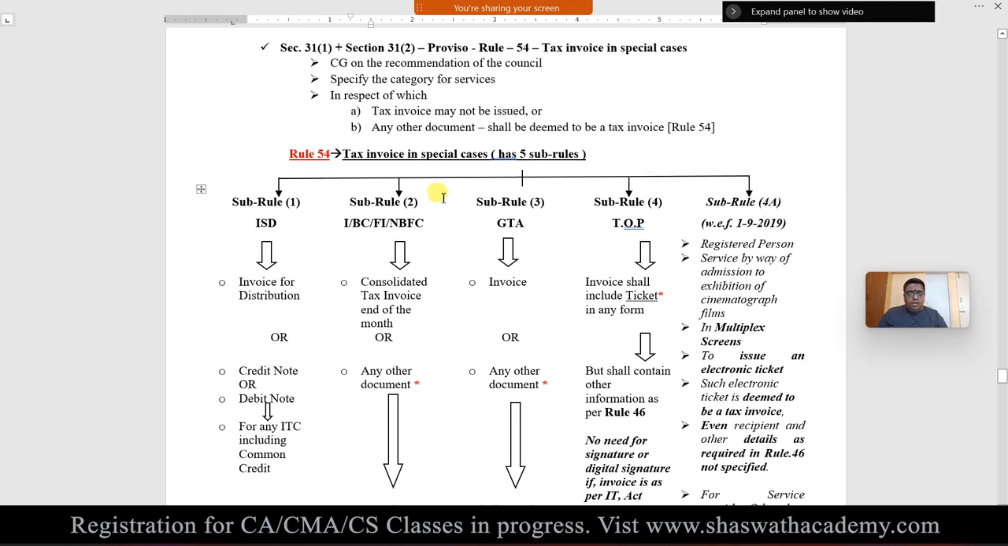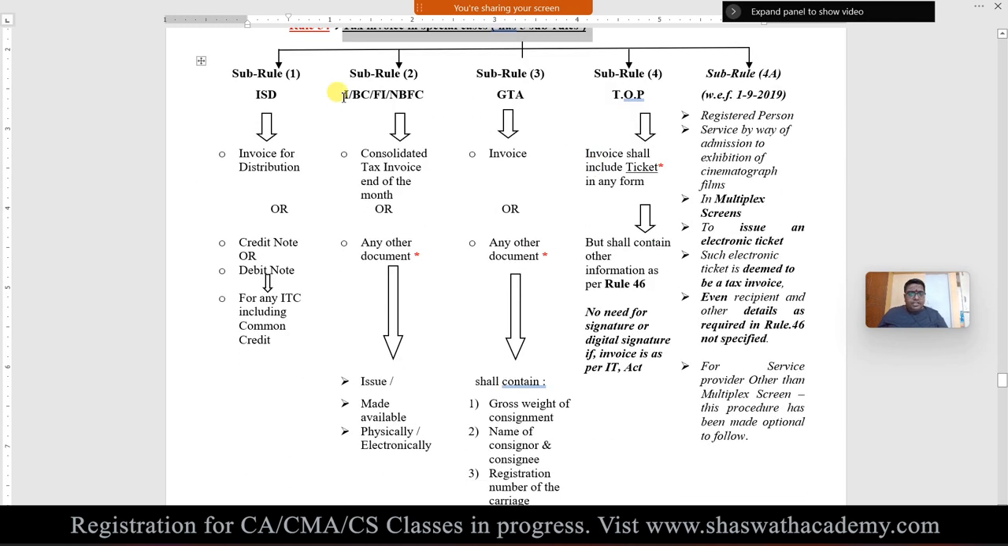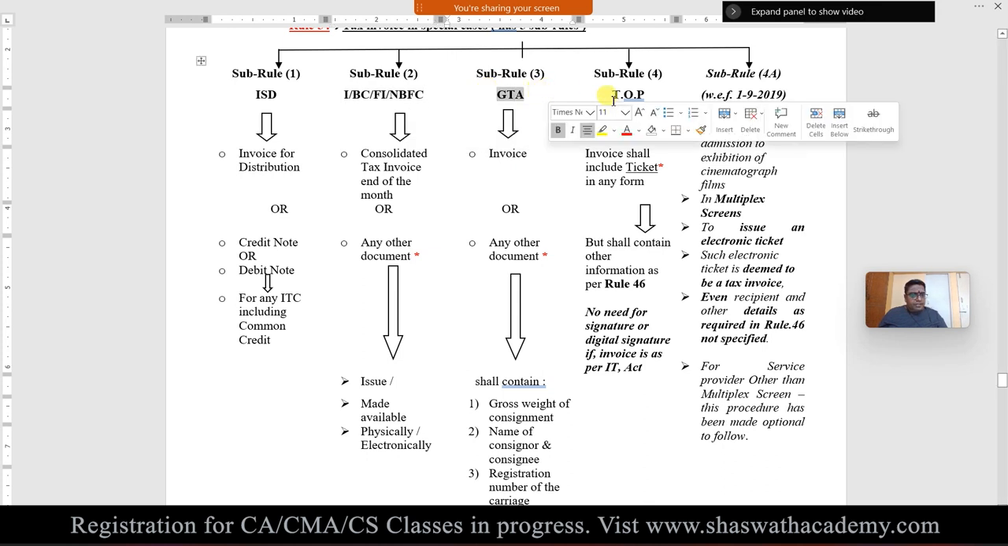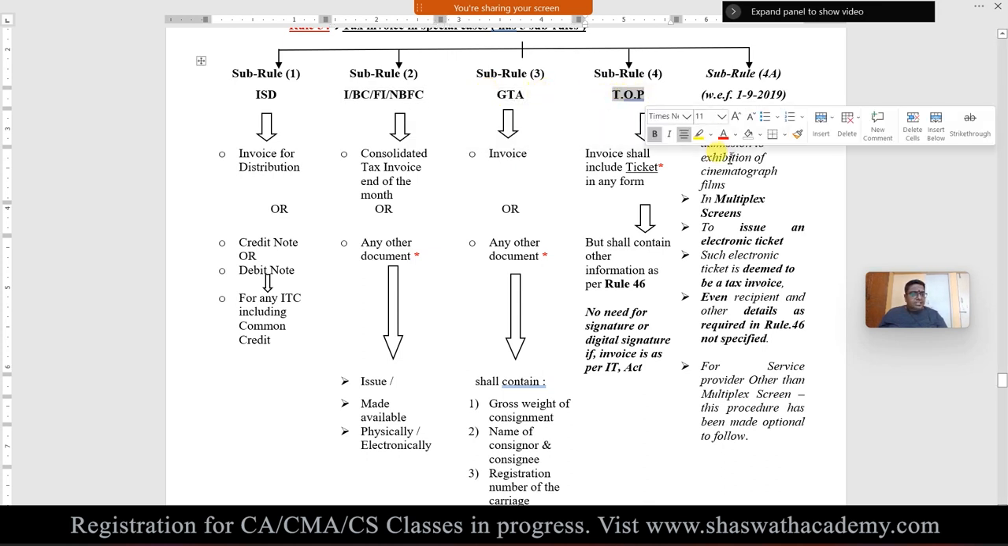Look at this. Tax invoice in special 5 cases. Insurance, banking company, financial institution, NBFC. That is what is marked as IE. Insurance, BC banking company, FI financial institution, NBFC non-banking financial institution, GTA goods transport agency, TOP transportation of passenger, exhibition of cinematography film and multiplex screens.